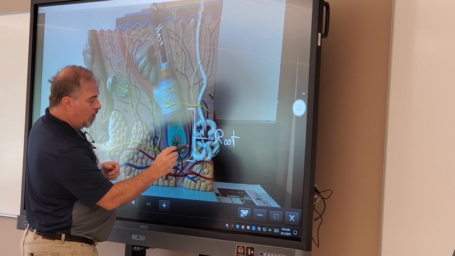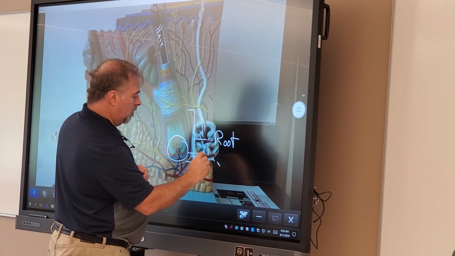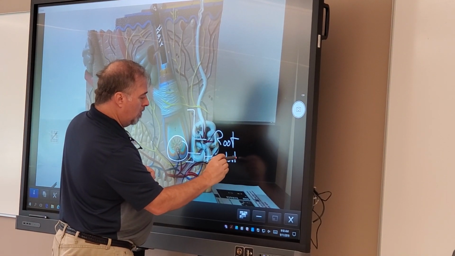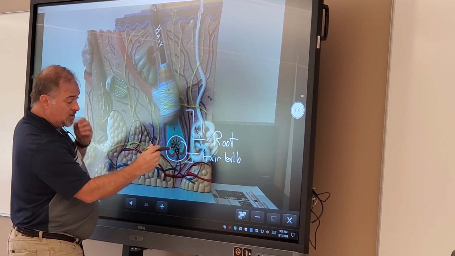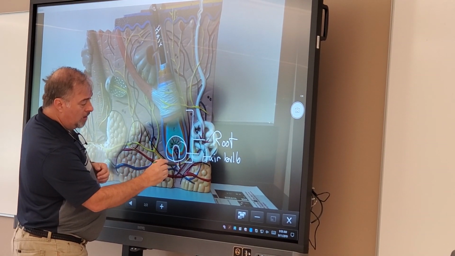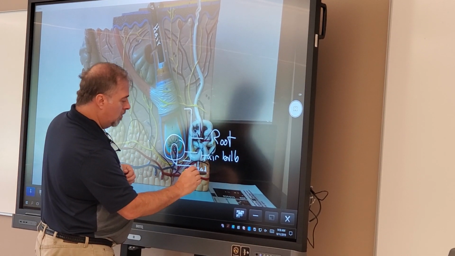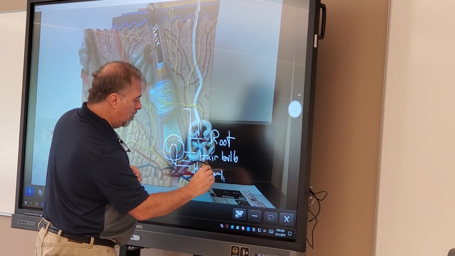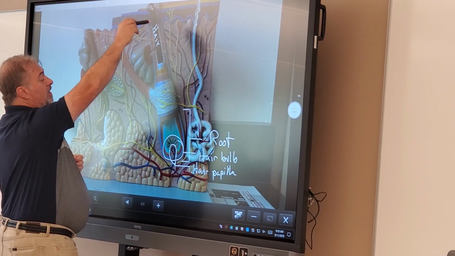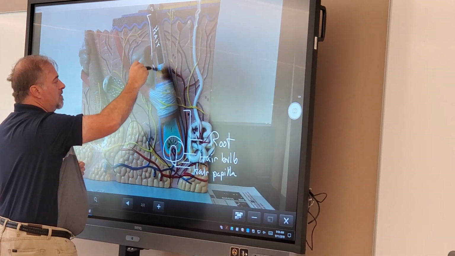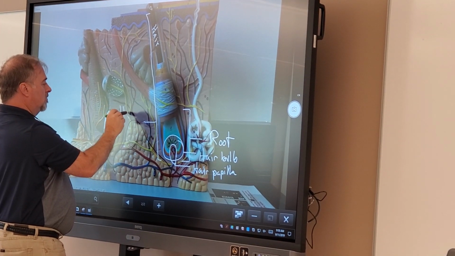This swollen area here is the hair bulb. This little projection of dermis right here is called a hair papilla. And this whole structure, the entire thing, all the way along there, is a hair follicle.